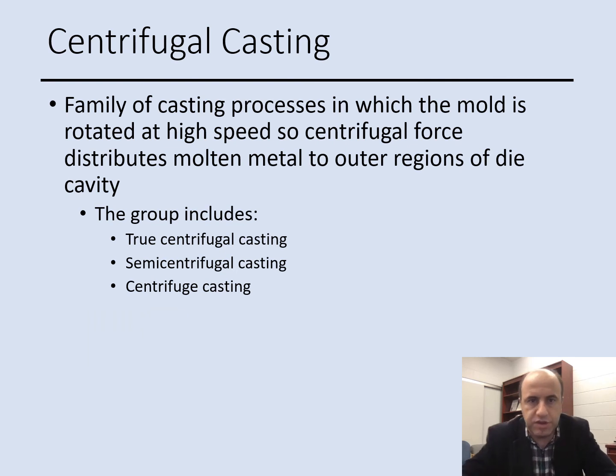The next process is centrifugal casting, and centrifugal casting is a family of casting processes where we have a mold and it is rotated at high speed, so the centrifugal force distributes the molten metal to the outer region of the die cavity. And we have true centrifugal casting. We can have semi-centrifugal casting. The last one is the centrifuge casting process.